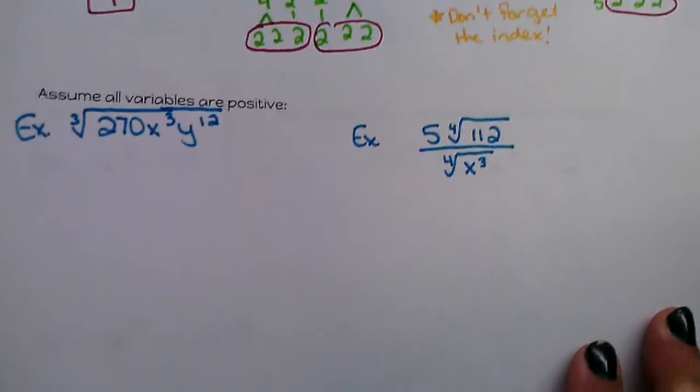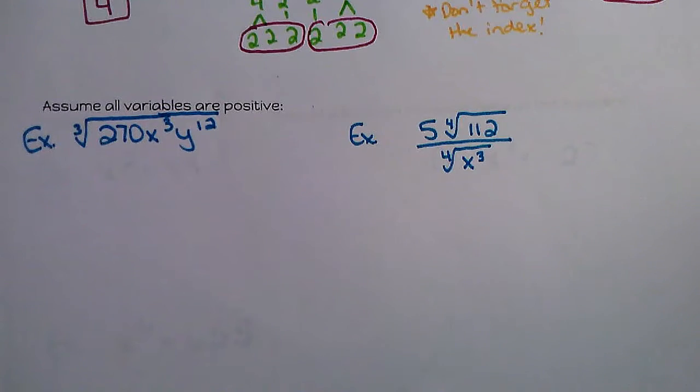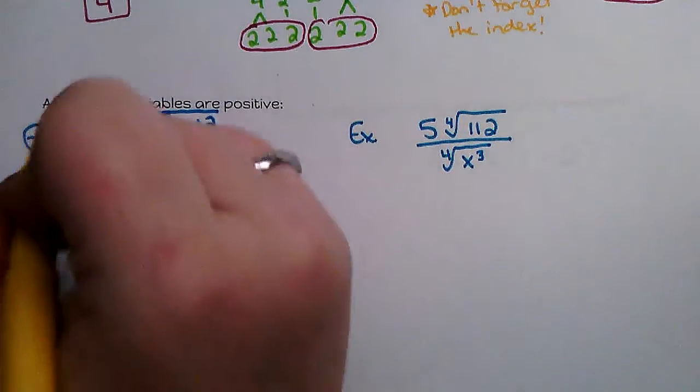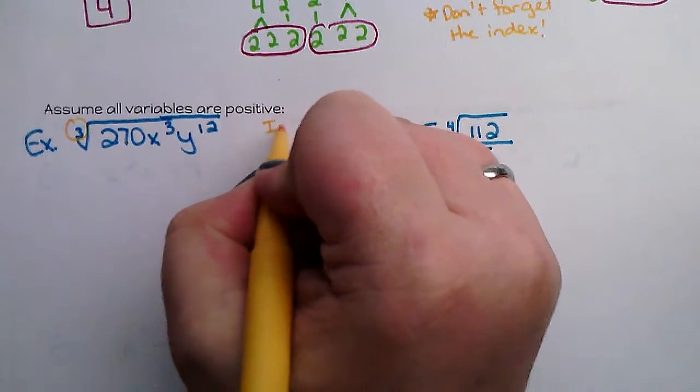Okay, so we've dealt with numbers. Now let's put some variables in there. So assume all of these variables are positive. So the first thing we need to do is look again for our index. Our index is 3.